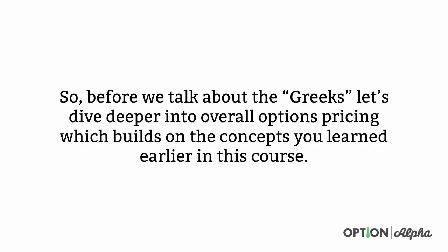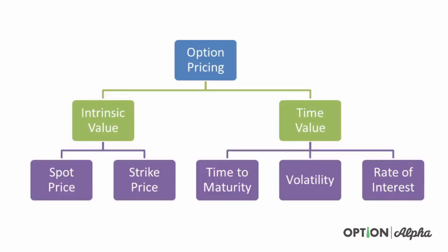So again, before we talk about the Greeks, let's dive a little bit deeper into overall options pricing, which builds on the concepts you've already learned earlier in this course and track 1. All right, so here's the deal. The way that I always think about it, and this is what we created here for you guys, is that the price of an option is basically broken down into a couple of different categories, and then we'll get a little bit deeper into the Greeks.